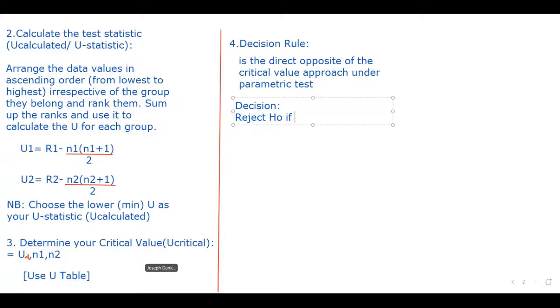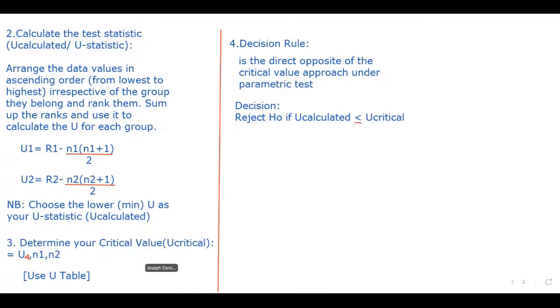So how do we think the decision rule will be? You reject H0 if U critical is greater than U calculated. Always the U calculated comes first. So if U calculated is less than or equal to U critical, it's the same as what you said. If you bring U critical first, U critical will be greater than U calculated. That's the rule. Otherwise, you fail to reject.